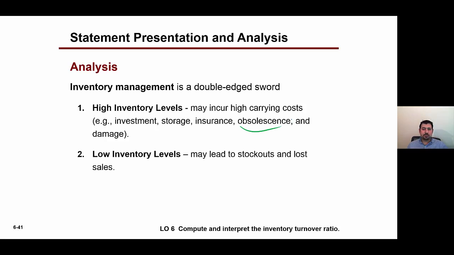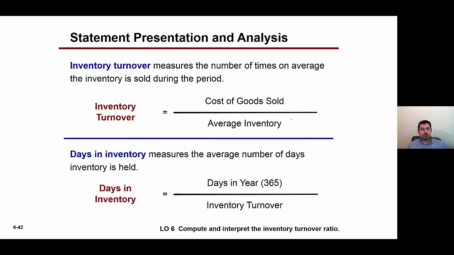This is why it is very important to analyze the level of inventory that you have in order to have the right amount of inventory in your warehouses. Usually there are two measures that companies use: inventory turnover and the days in inventory. The inventory turnover tells us how many times the company sold its inventory, whereas the days in inventory tells us how many days it takes for the company to sell its inventory.